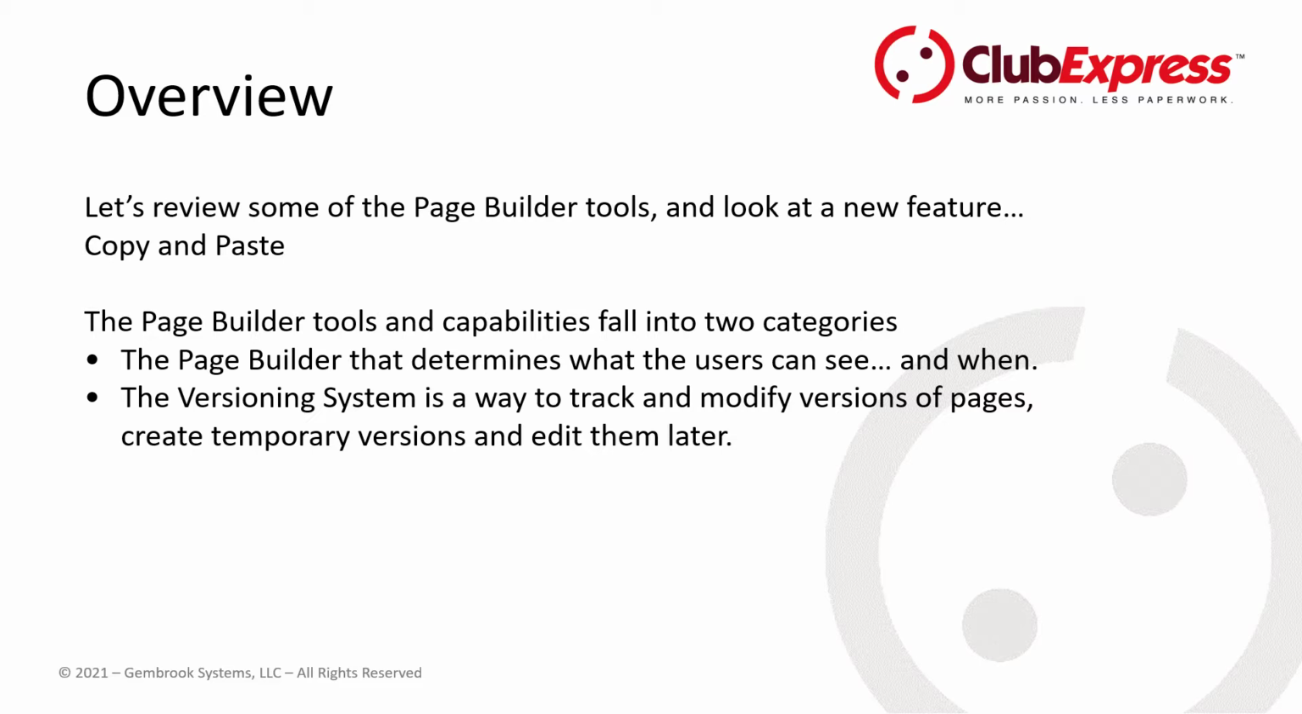The Page Builder itself really falls into two categories. You've got the Page Builder, which is the user interface where you create content. It determines what the users can see, who can see it, and when they can see it. And then several months ago, when we introduced the Page Builder, we introduced a versioning system. It's a way to track and modify versions of the pages, or you could create temporary versions and edit them later. Very, very powerful feature and very welcome in any sort of content authoring system.